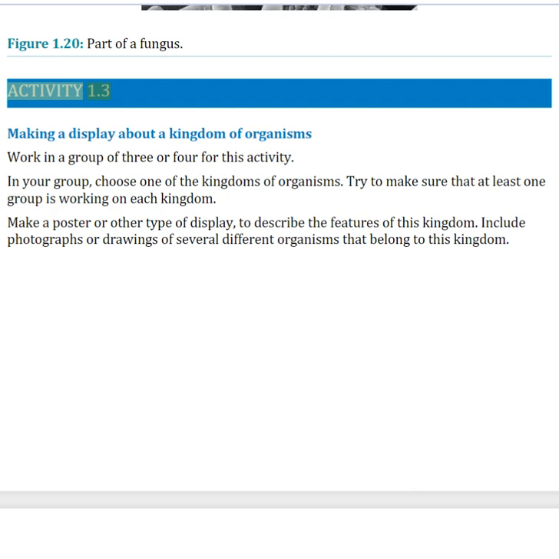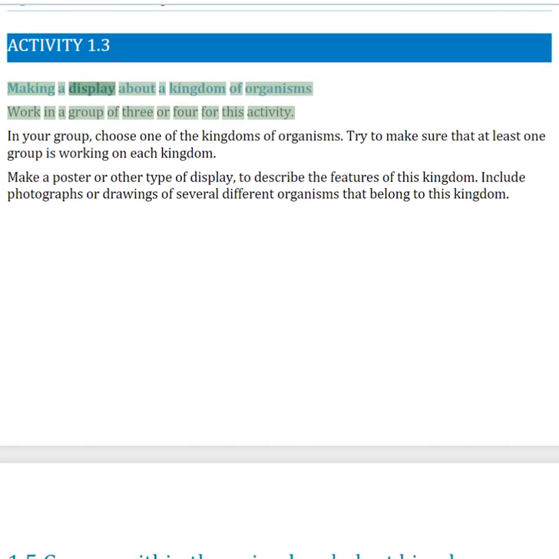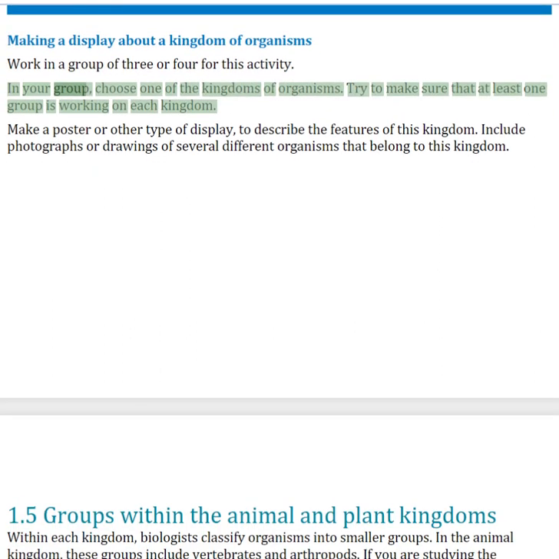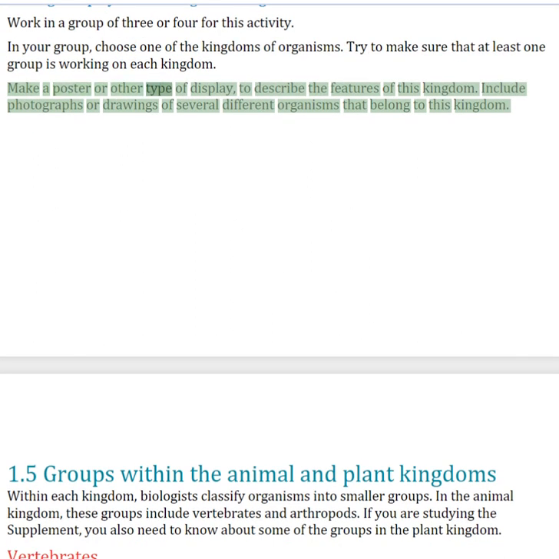Activity 1.3. Making a display about a kingdom of organisms. Work in a group of 3 or 4 for this activity. In your group, choose one of the kingdoms of organisms. Try to make sure that at least one group is working on each kingdom. Make a poster or other type of display to describe the features of this kingdom. Include photographs or drawings of several different organisms that belong to this kingdom.